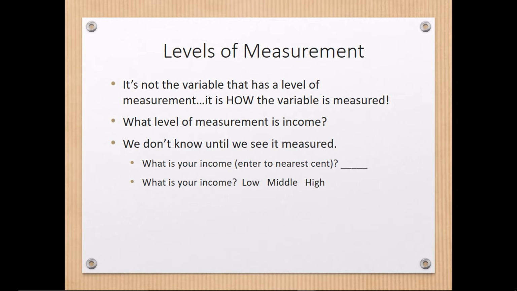So here are two examples of how income could be measured. What level is the first example? The first example says, what is your income entered to the nearest cent? Would that be nominal, ordinal, interval, or interval ratio? And the answer in this case is going to be an example of interval ratio, specifically ratio since money has an absolute 0. What about the second example? What is your income, low, middle, or high? That is an ordinal measure. Gender, age, and other variables can also be measured at different levels depending on how the item is written.